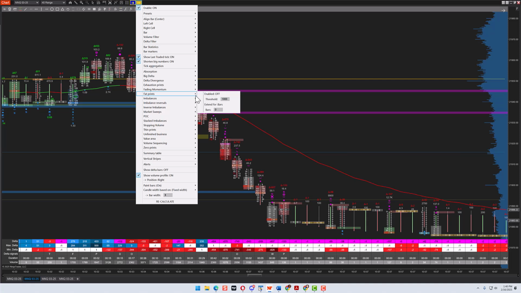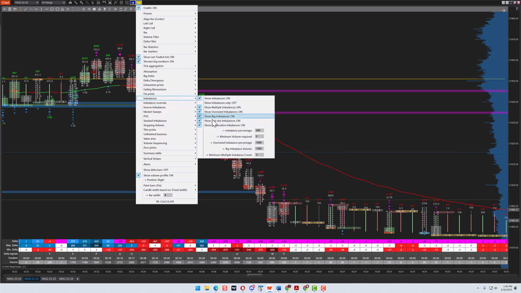Fat prints, same thing, right? This I don't turn it on, right? So if I get a big print with that kind of volume, okay, great. Imbalances, definitely, I turn all of these on, except for this, which we looked at before, because again, that's more of an educational exercise. So I wouldn't use that on while live trading, but there's no reason not to have all of these on. No, I shouldn't say that. In my opinion, right, there's value in having these on.